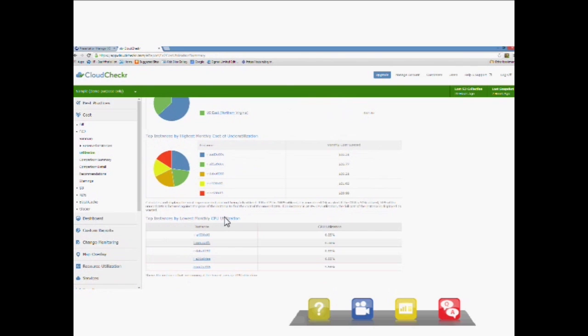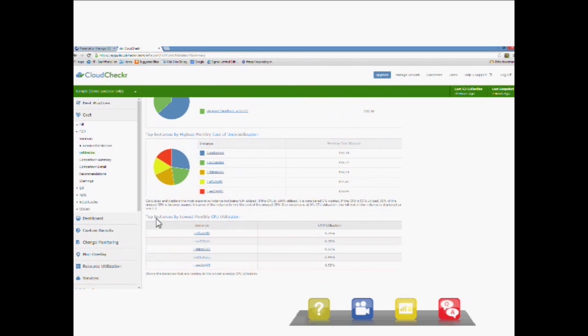You want to be able to use every resource you can, and you'll even see which instances are costing you the most by being underutilized, and which ones are running at the lowest monthly CPU utilization. So you can understand, should I be downsizing those instances? Should I be perhaps consolidating jobs onto a single instance?